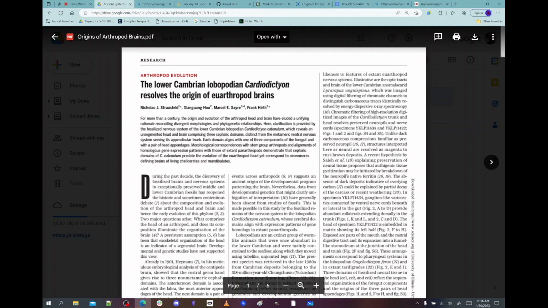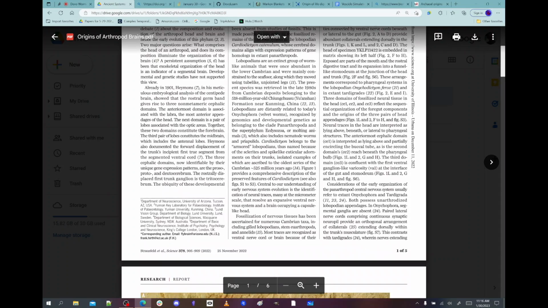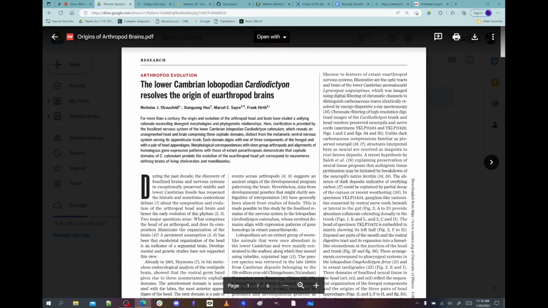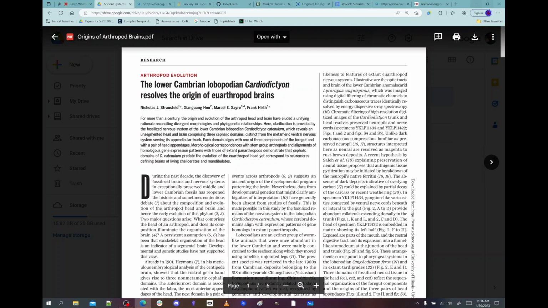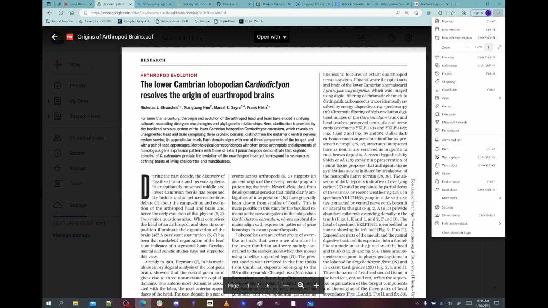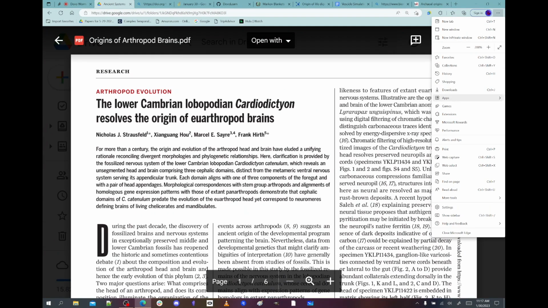To wrap up here, we're going to talk about the origins of arthropod brains. This paper, I think it's from Science. Yes, and this is from arthropod evolution: the lower Cambrian lobopodian Cardiodictyon resolves the origin of euarthropod brains. So this is sort of the origin of brains in arthropods.